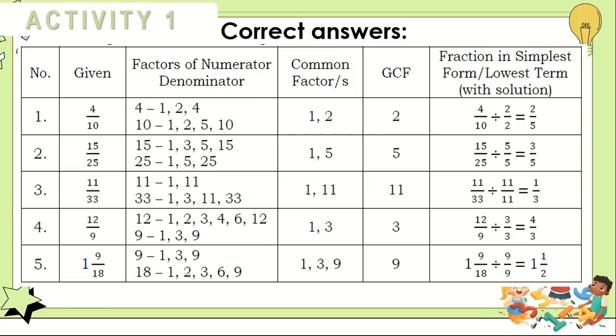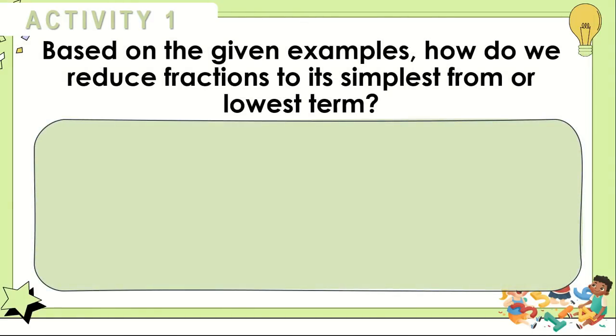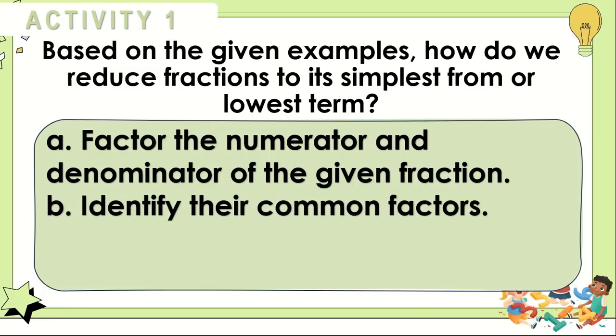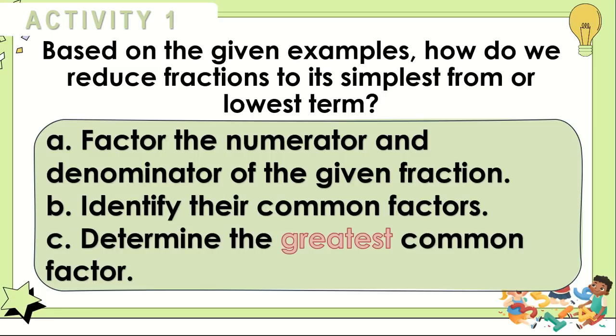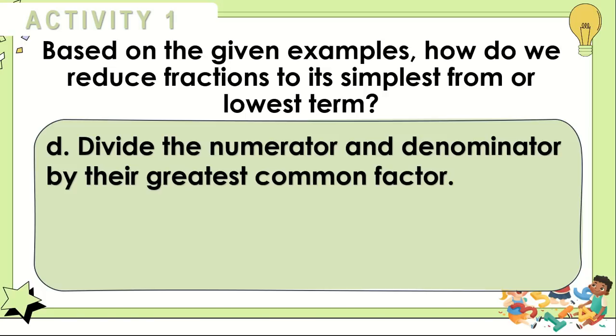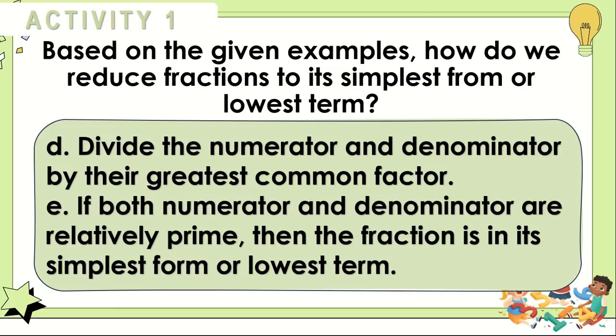Based on the given examples, how do we reduce fractions to its simplest form or lowest term? You're right. Factor the numerator and denominator of the given fraction. Identify their common factors. Determine the greatest common factor. Divide the numerator and denominator by their greatest common factor. If both numerator and denominator are relatively prime, then the fraction is in its simplest form or lowest term.